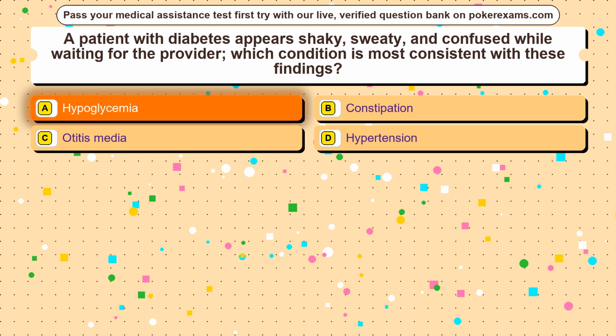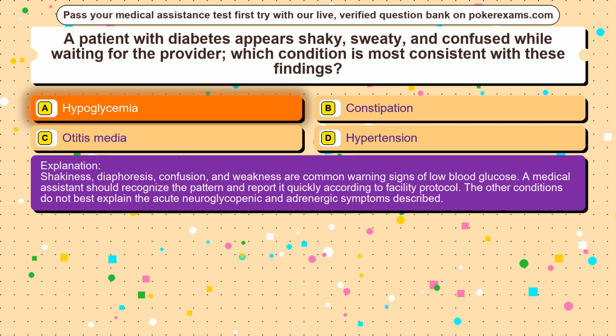The correct answer is option A, hypoglycemia. Shakiness, diaphoresis, confusion, and weakness are common warning signs of low blood glucose. A medical assistant should recognize the pattern and report it quickly according to facility protocol. The other conditions do not best explain the acute neuroglycopenic and adrenergic symptoms described.